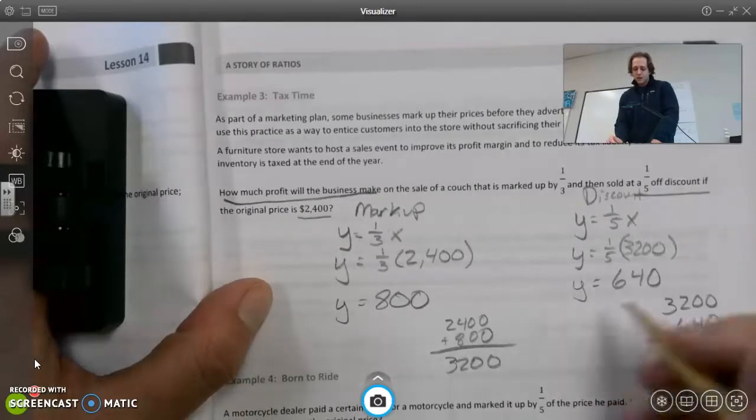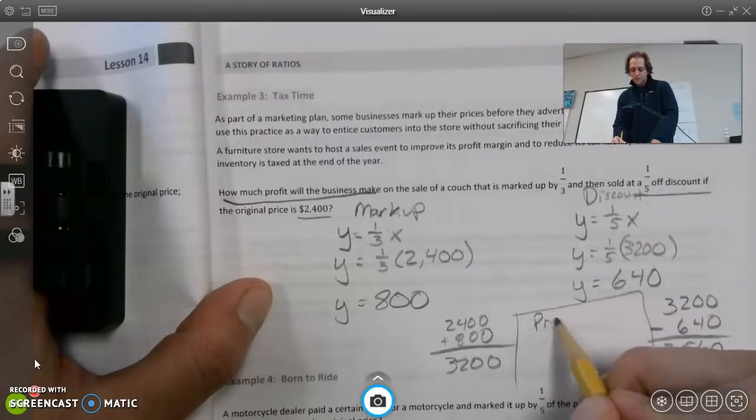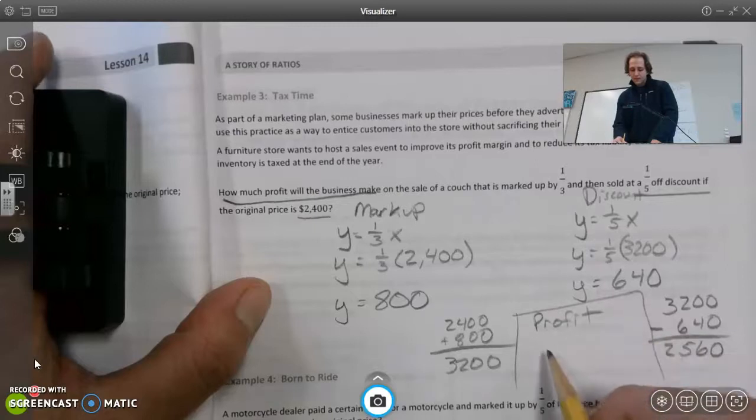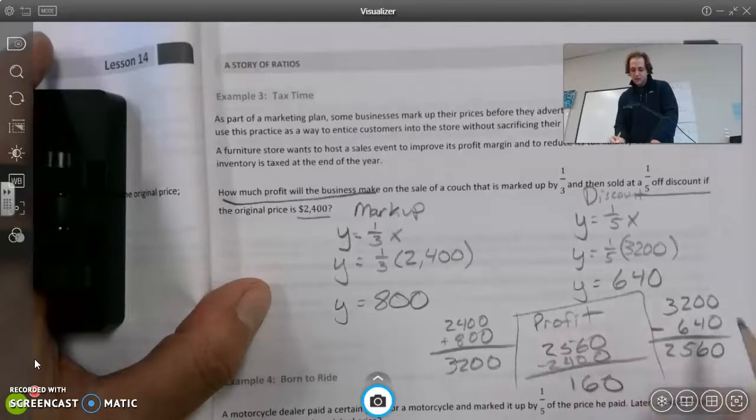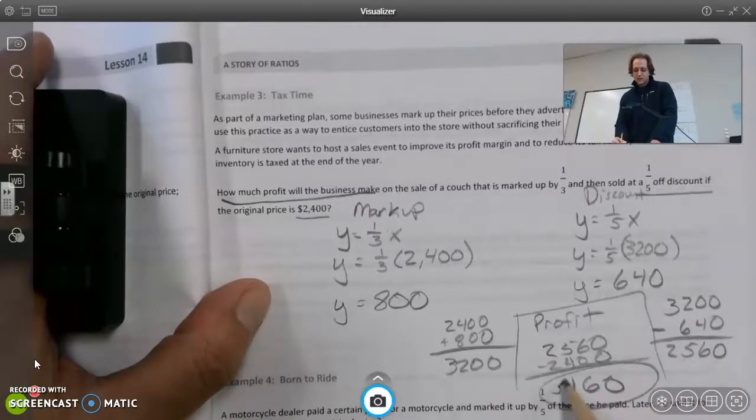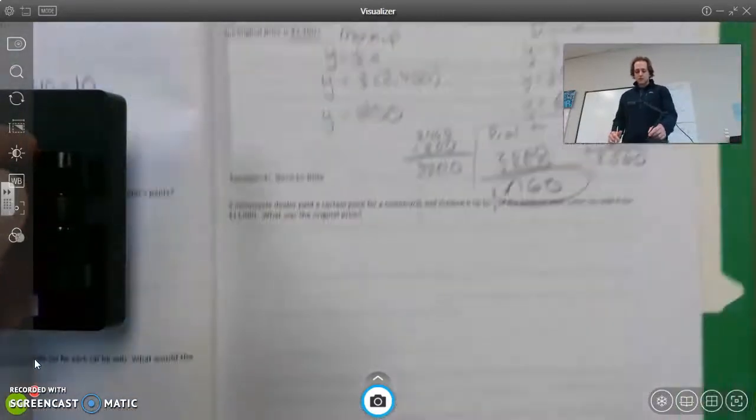So their profit, let's make some space. Let's just kind of chisel this out. Profit is going to be $2,560 minus the cost of $2,400, and they actually made $160 on their couch. So it was a couch, yeah. Okay.